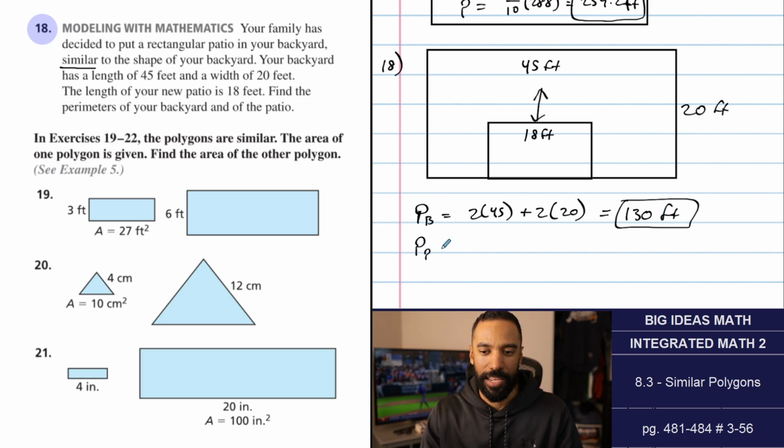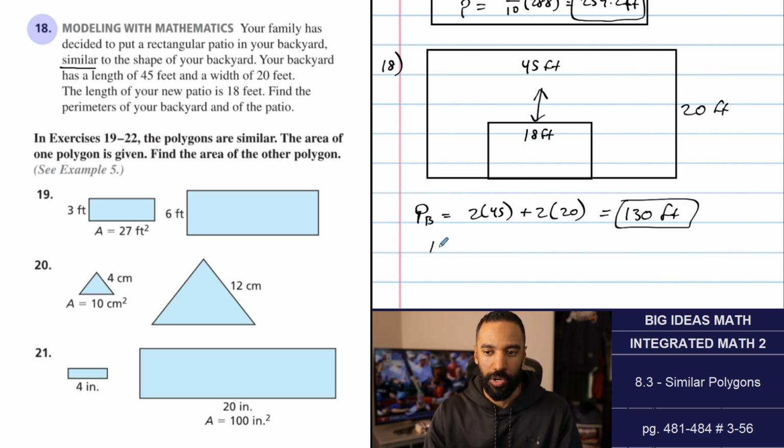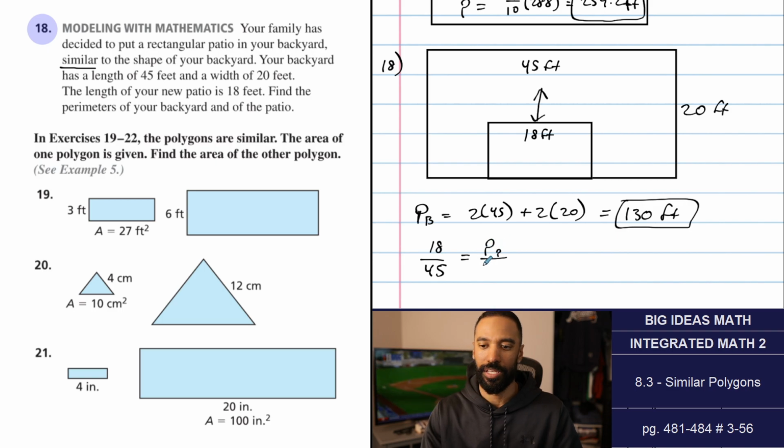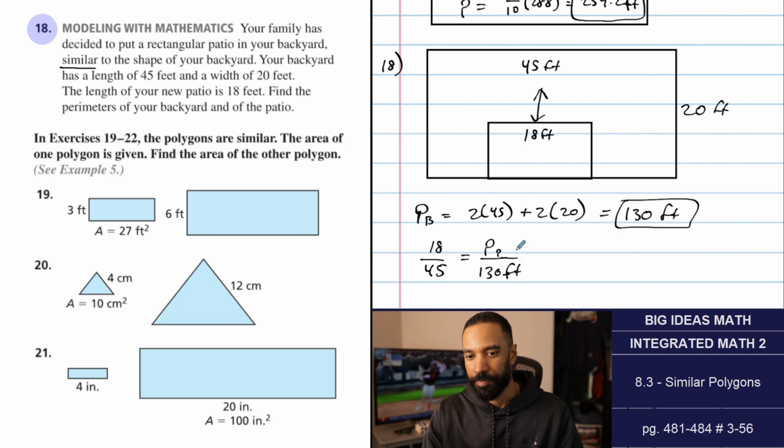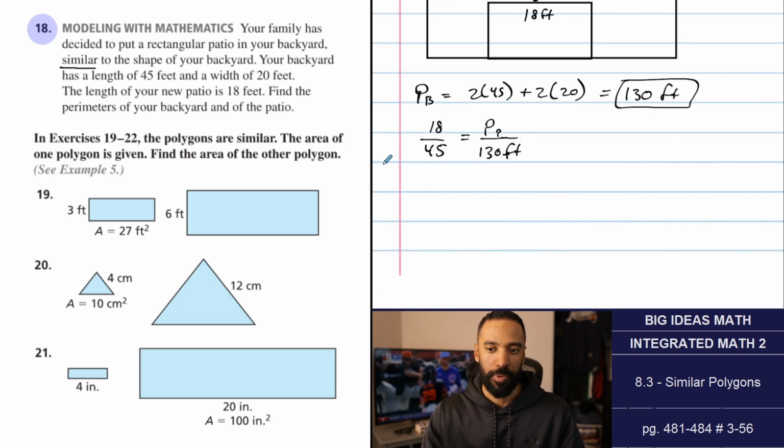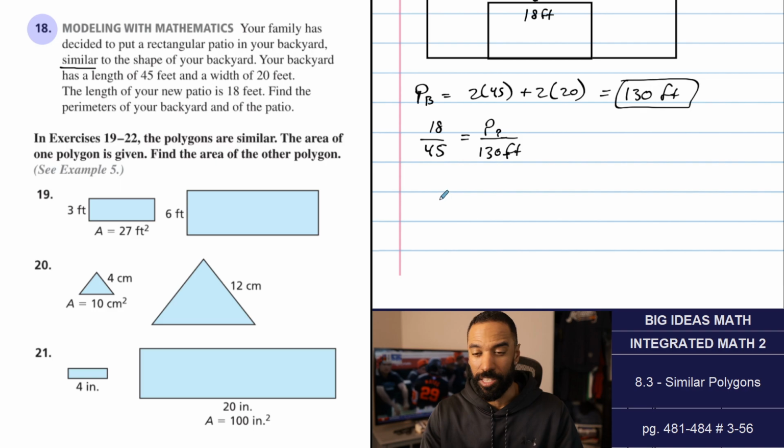Now the perimeter of the patio, P sub P, before I just write equals, let's do that similarity ratio thing. It's going to be a reduction, and we divide 18 by 45, because the perimeter of our patio will be that fraction of 130 feet, the perimeter of the entire backyard. We could cross multiply and solve, but there's another reduction here. Divide these by 9. You get 2/5. So we're going to take 2/5 of 130.